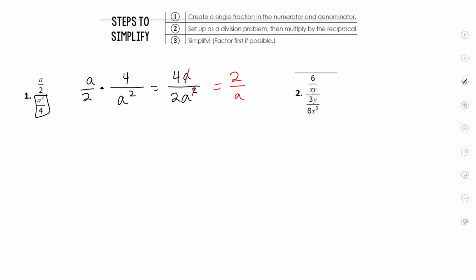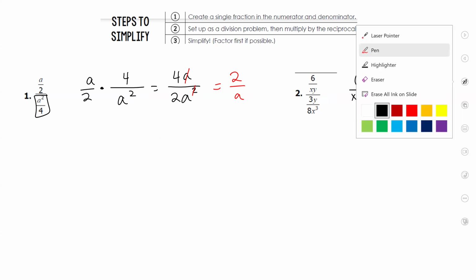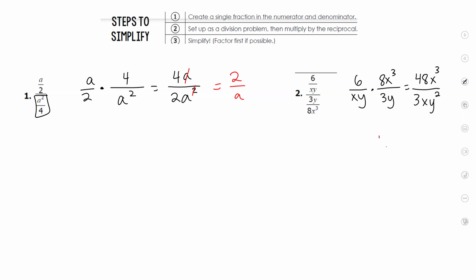We're going to use the same concept here. We're going to keep this fraction the same, and we're going to flip the second fraction so that it looks like this. Now I can multiply across. 6 times 8 is 48. I have 3, a single x, and I have y squared. So we're going to simplify this. 48 divided by 3 is 16. I have an x canceling out with just one of the x's in the numerator, so that will be an x squared, and I'm left with y squared.